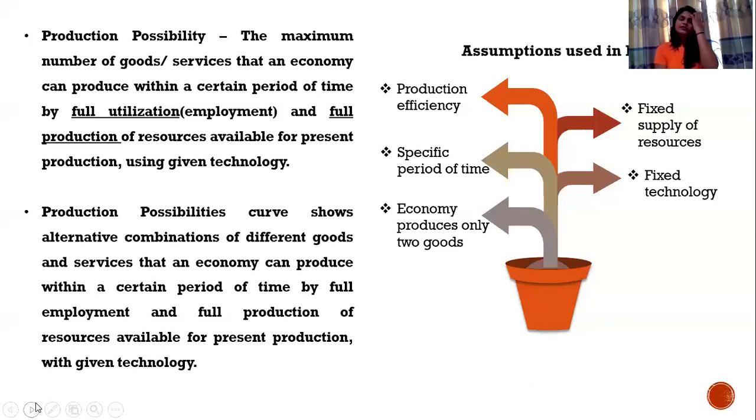And the economy produces only two goods, that is simple and easy to understand. It has only two axes, X and Y, that is only two goods can be depicted. Then fixed supply of resources and fixed technology. Both technology and resource stock are factors that will determine the production possibility of an economy. Therefore, in developing a production possibilities curve, we assume that the resource stock and the technology of this economy are fixed.